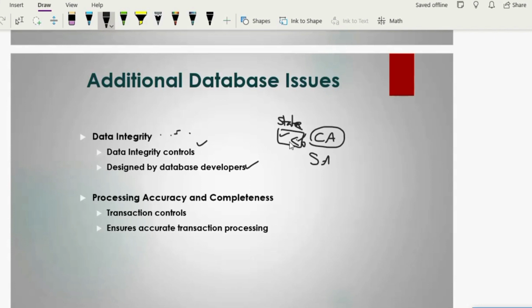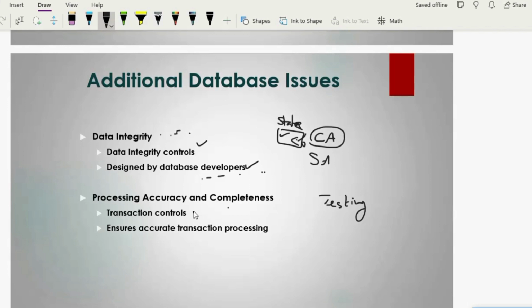These are different data integrity controls, and they are added into the system when the databases are being developed during the design stage, not after that. Processing accuracy and completeness is another important thing that should be ensured. Again, this is ensured during the testing stage: after you design the database, it is tested to make sure it does not have any loopholes or problems. So accurate and complete processing is very important.